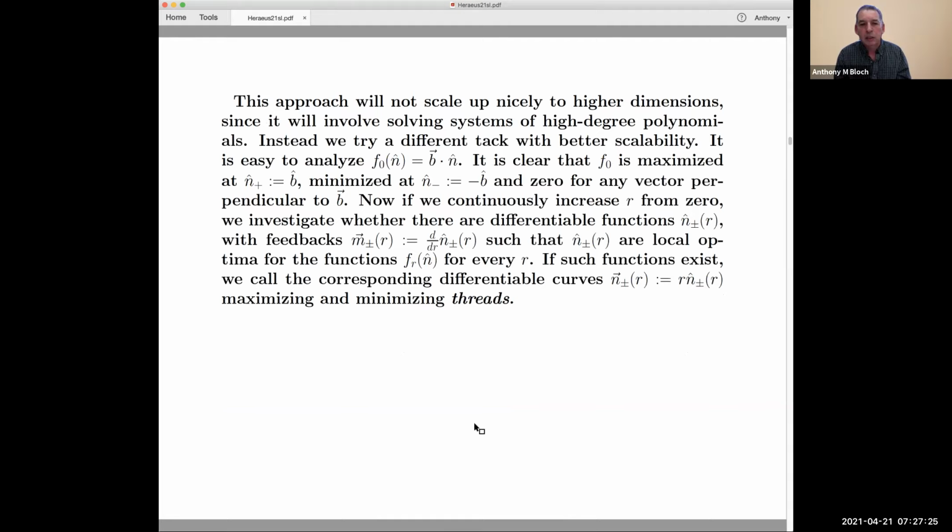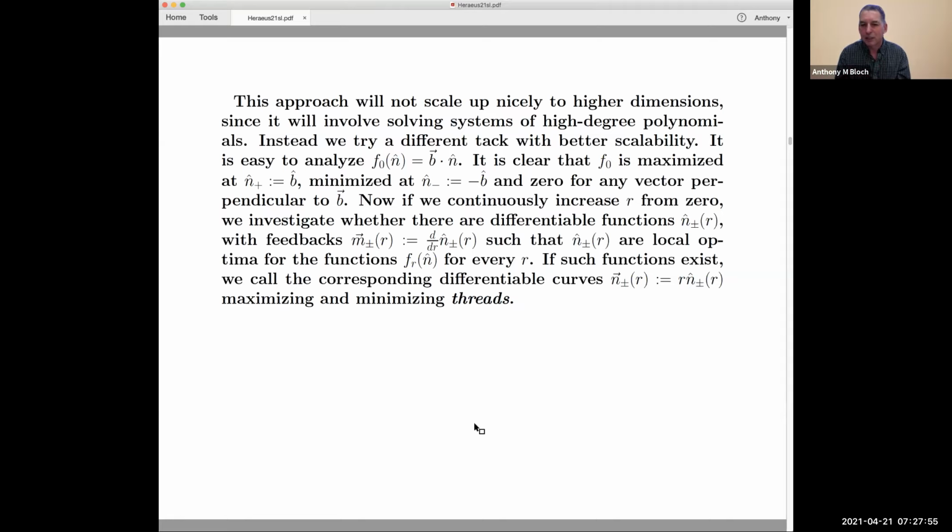It's easy to check, for example, if I look at f naught, that's the origin, that's b dot n. You can check that f naught is maximized at n plus equals b hat and n minus equals minus b hat, and is 0 for any vector perpendicular to b. The idea is you want to increase r from 0. So at the origin, that's one way to maximize things. You want to move as fast as you can in the radial direction. But of course, there's dynamics. So the idea is actually to do the following.